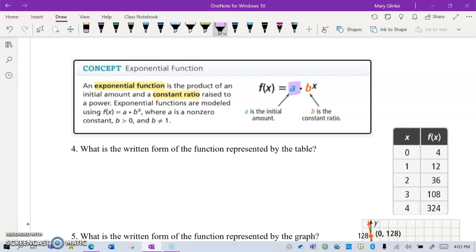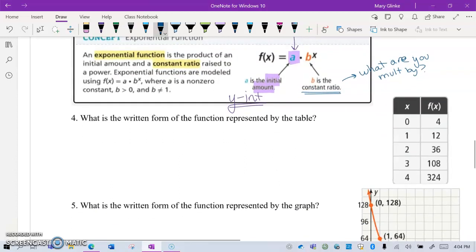Your a value here is your initial amount. This is always going to line up with your y-intercept. Okay, so if on a table or a graph, if you see 0, some number, that number is your a value. Now, to find your b value, that is your constant ratio. That is, how do you get from one number to the next? What are you multiplying by in order to get from one number to the next?